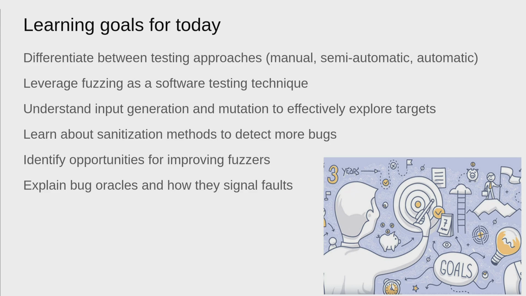We're going to look into input generation, mutation algorithms, and whatnot for different kinds of inputs, and especially when you're looking at complex software, the input formats can be arbitrarily complex. We're going to try to explore them a bit and automate how they can be analyzed and assessed. We're going to look into sanitization methods to detect more bugs, because crashes alone are not sufficient, and then potentially identify ways to improve fuzzers.